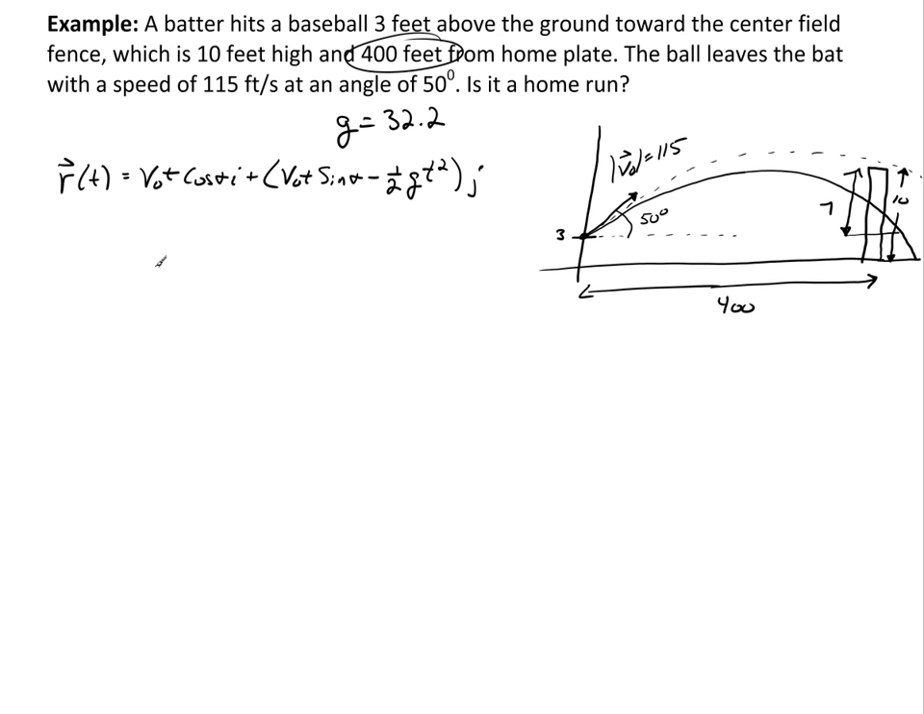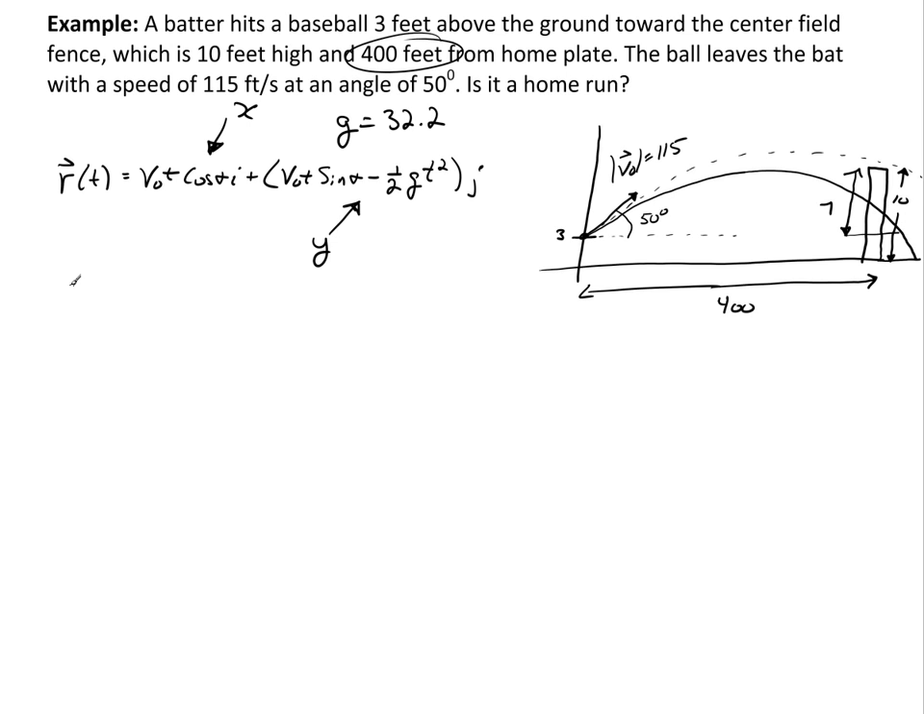Okay, so with this thought process, this is my x component, this is my y component. So I'm really saying, when is my y component 7 feet above the ground? And once I know what time that happens, I can take that value of t, put it back into the x component and say, where is it? Did it make it over the fence or not?